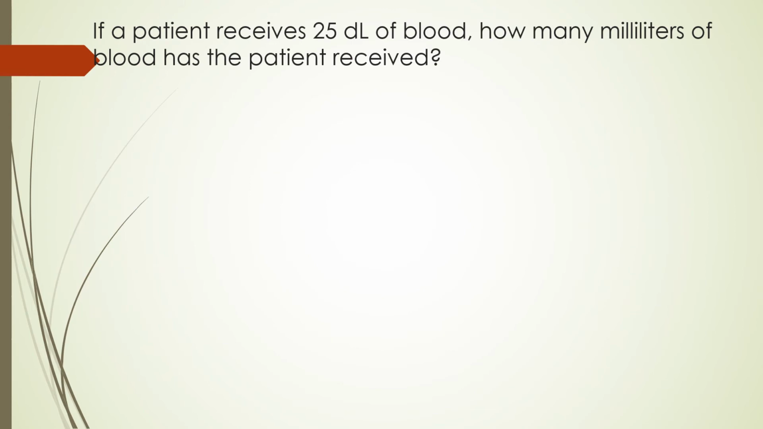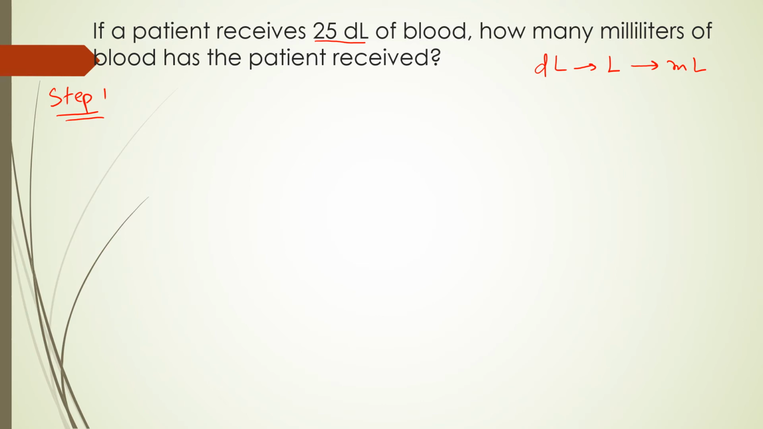Let's solve another multi-step dimensional analysis problem. So again, we will solve it using 5 steps. So step number 1, let's first look at the problem. So problem is, if a patient receives 25 deciliter blood, how many milliliter blood has the patient received? In other words, we need to convert deciliters to milliliters. Again, there is no direct relationship from going from deci to milli. So what we have to do is we need to convert deciliters to liters and then liters to milliliters. So two step.